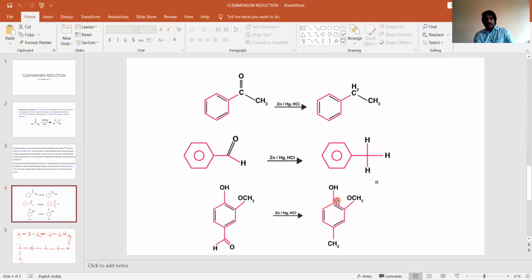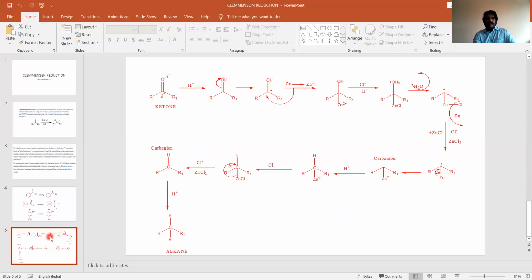So these are a very few examples of Clemmensen reduction. A number of examples and different applications are associated with this particular reaction. Now let us move into the mechanism part of this reaction. Okay. So there are two prominent mechanisms proposed for the reaction.